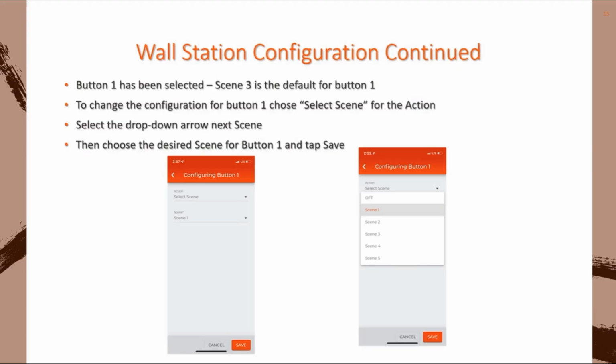Now we are basically inside of button 1. It's good to note that scene 3 is the default for button 1. But in this case, we're going to make a change by selecting Select Scene as the action. And then we'll select the drop-down arrow next to Scene. Notice we receive options of off and the 5 remaining scenes. We will choose our scene and select Save.